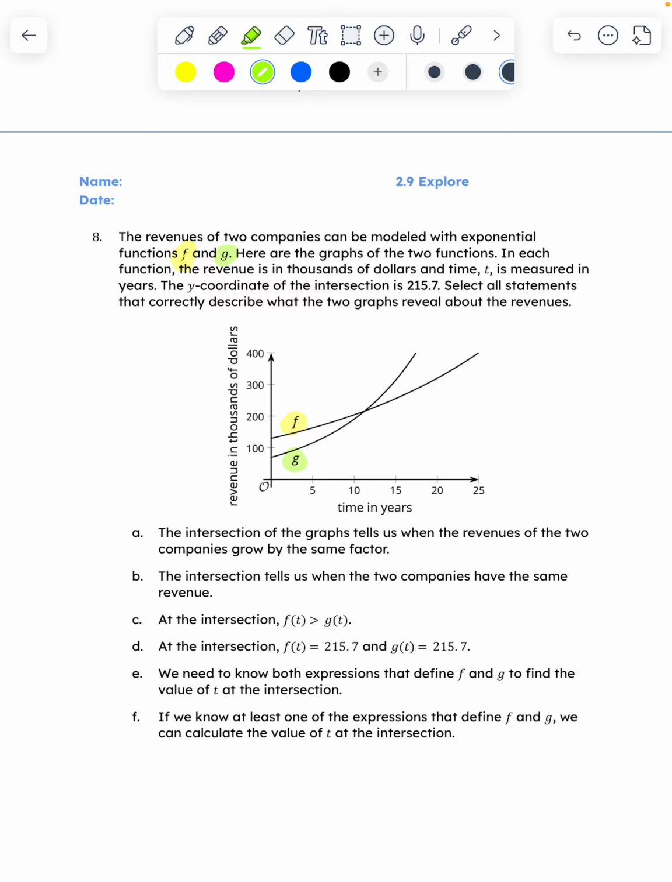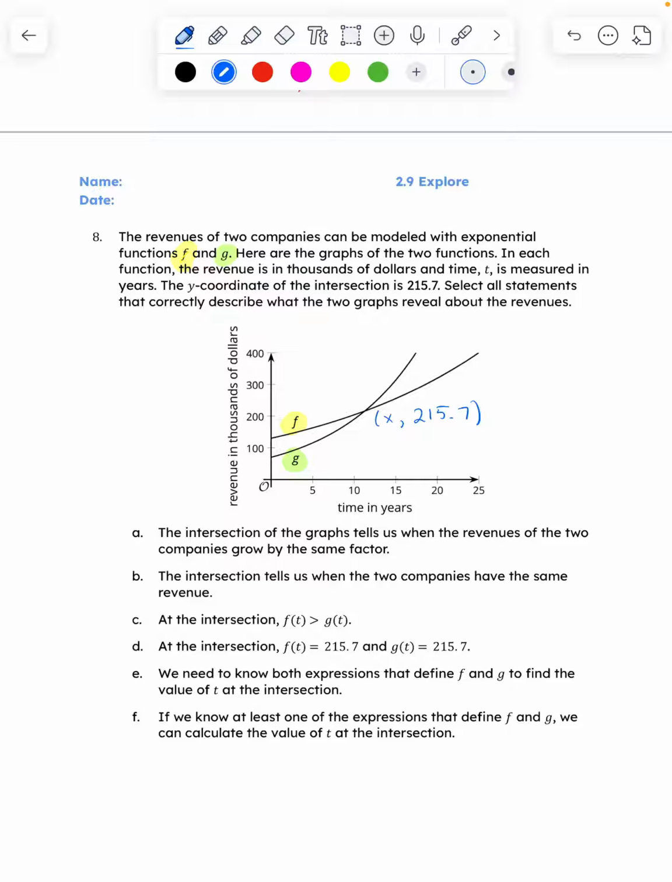So we're not given the functions specifically. We don't have any actual equations for the functions. But we do know that our revenue is measured in thousands of dollars, our time is measured in years, and we know the y coordinate of that intersection. So I'm going to write that our intersection here is at x, comma, 215.7, just so we have that recorded. And then hopefully I don't have to read this more times. We're going to take each of our questions one by one and see if it's true or not.